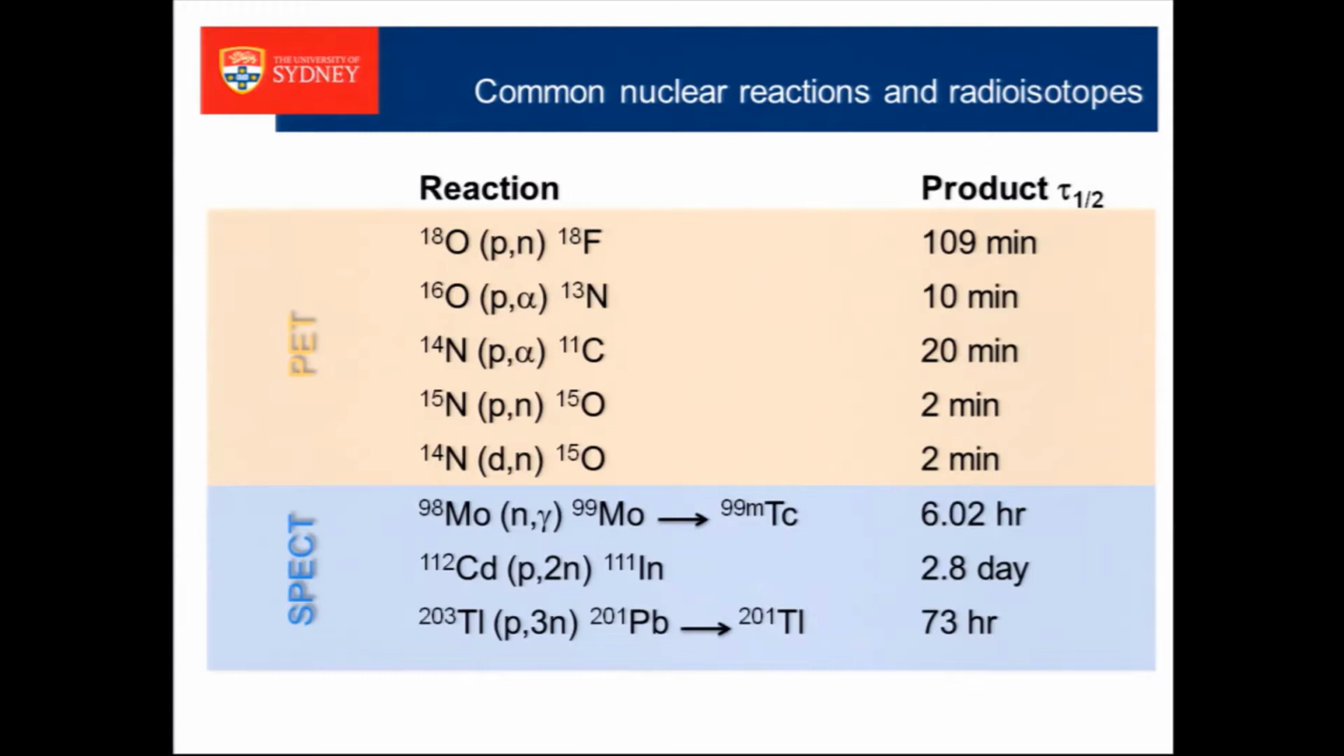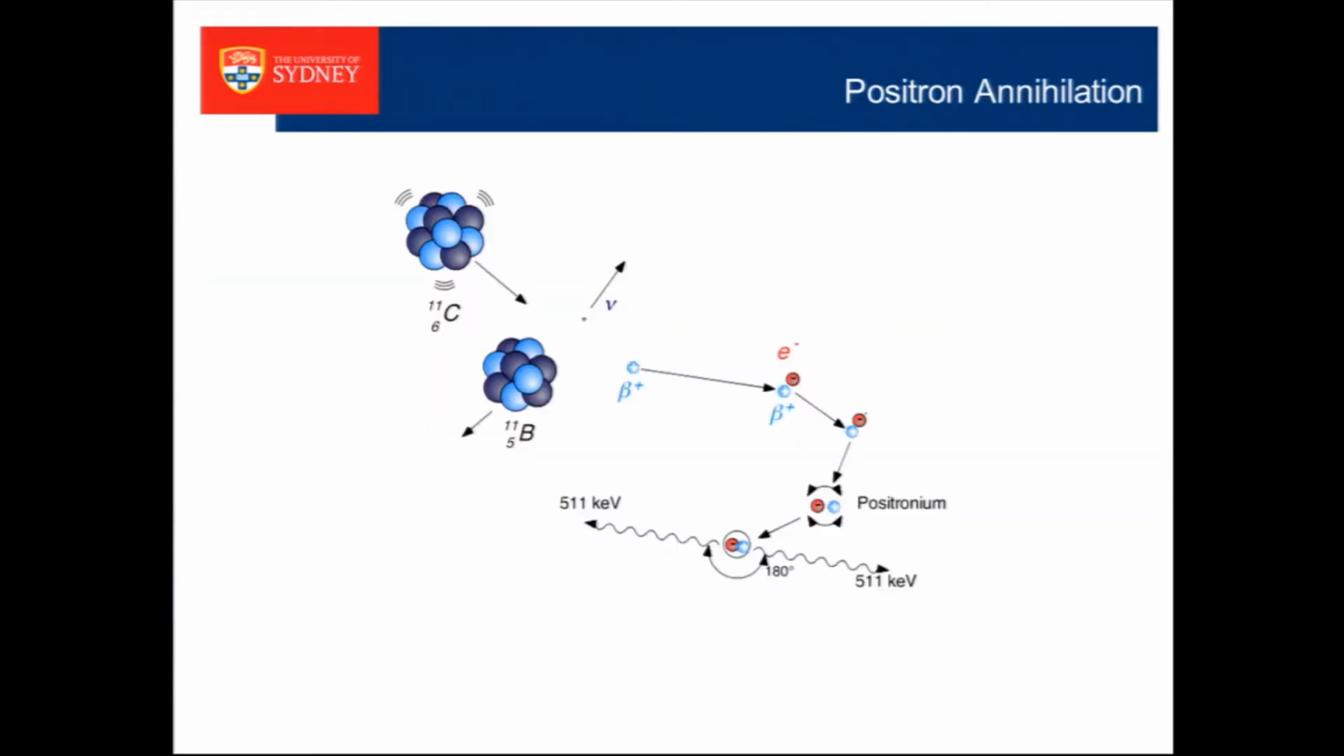The target material in the next one for nitrogen-13 is oxygen-16, and it's bombarded with a proton, releasing an alpha particle to produce nitrogen-13 with a half-life of 10 minutes. I won't go through all of these reactions in the interests of time. For SPECT, the most commonly used radioisotope is technetium-99m with a 6-hour half-life, and it's produced from the decay of molybdenum-99 in a generator, and that molybdenum-99 is produced in a nuclear reactor from molybdenum-98 by an N-gamma reaction. Okay, so those are the most common radioisotopes in PET and SPECT.